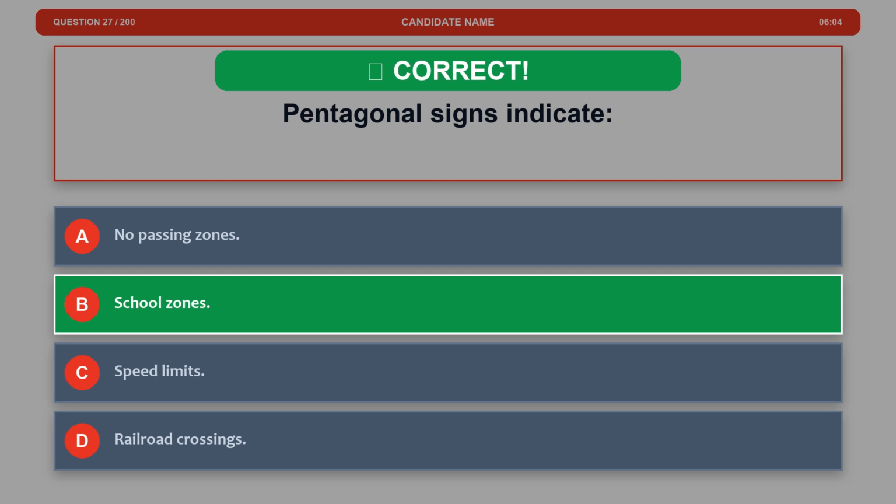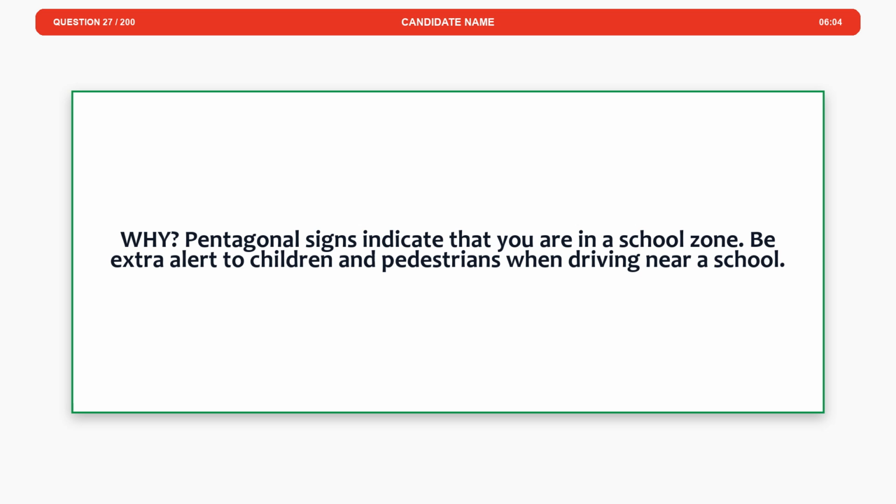The correct answer is option B. School zones. Explanation. Pentagonal signs indicate that you are in a school zone. Be extra alert to children and pedestrians when driving near a school.